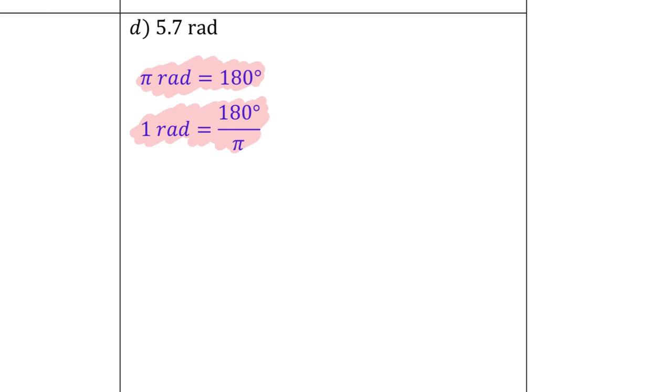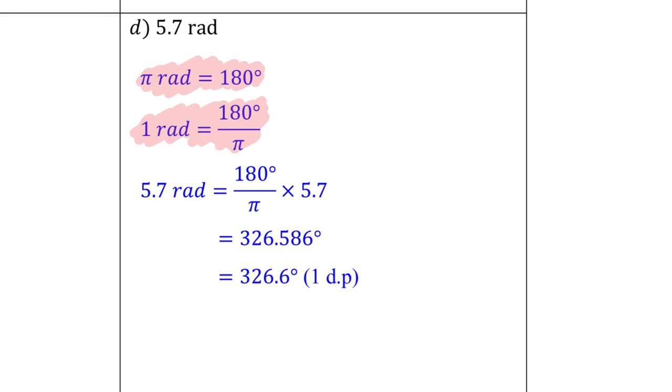And for 5.7 radian, you would have guessed it. Yep, we are going to multiply by 5.7. Final answer to leave in 1 decimal place: 326.6 degrees.